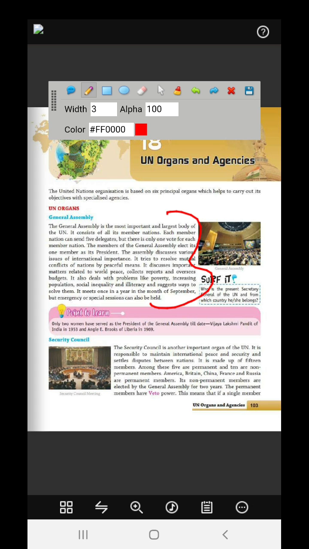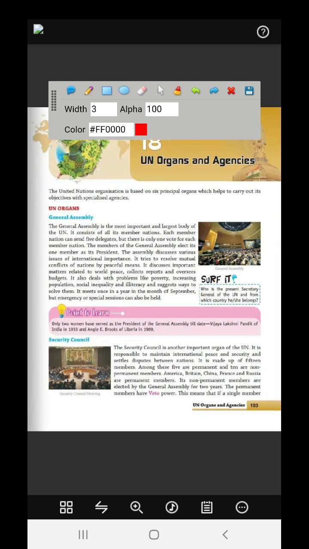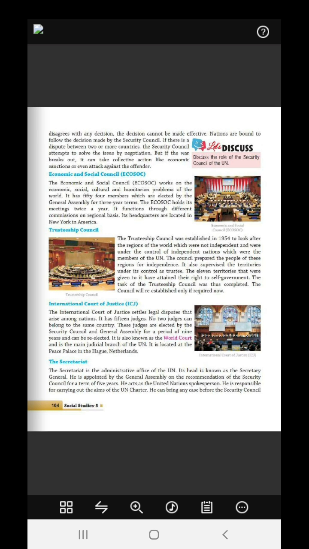The permanent members have veto power. And what is this veto power? This means that if a single member disagrees, the decision cannot be made effective. Nations are bound to follow the decision made by the Security Council. If there is a dispute between 2 or more countries, the Security Council attempts to solve these issues by negotiation. But if war breaks out, it can take collective action like economic sanctions or even attack against the offender.